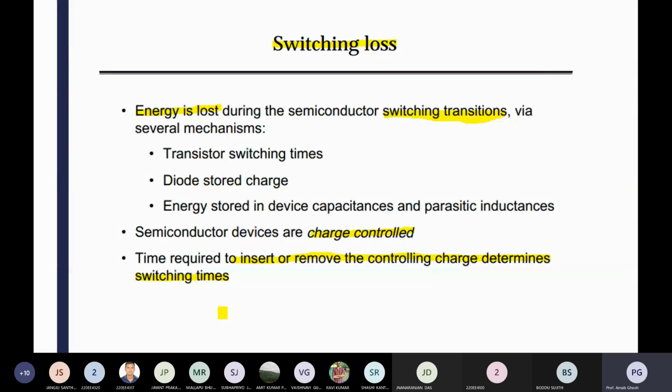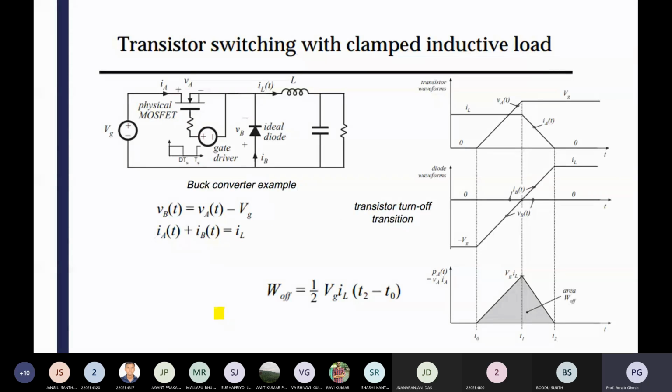You can observe a very basic example of a transistor switching with a clamped inductor load. IL is the inductor current. It is a buck converter circuit, a simple circuit. VG is your input voltage. The physical switch, a MOSFET, is there, and IA is the current flowing through the MOSFET. The polarity of V is plus minus. But in case of the diode, when it is conducting, the direction of current is from the lower side to the upper side, so you can say it is plus, it is minus.